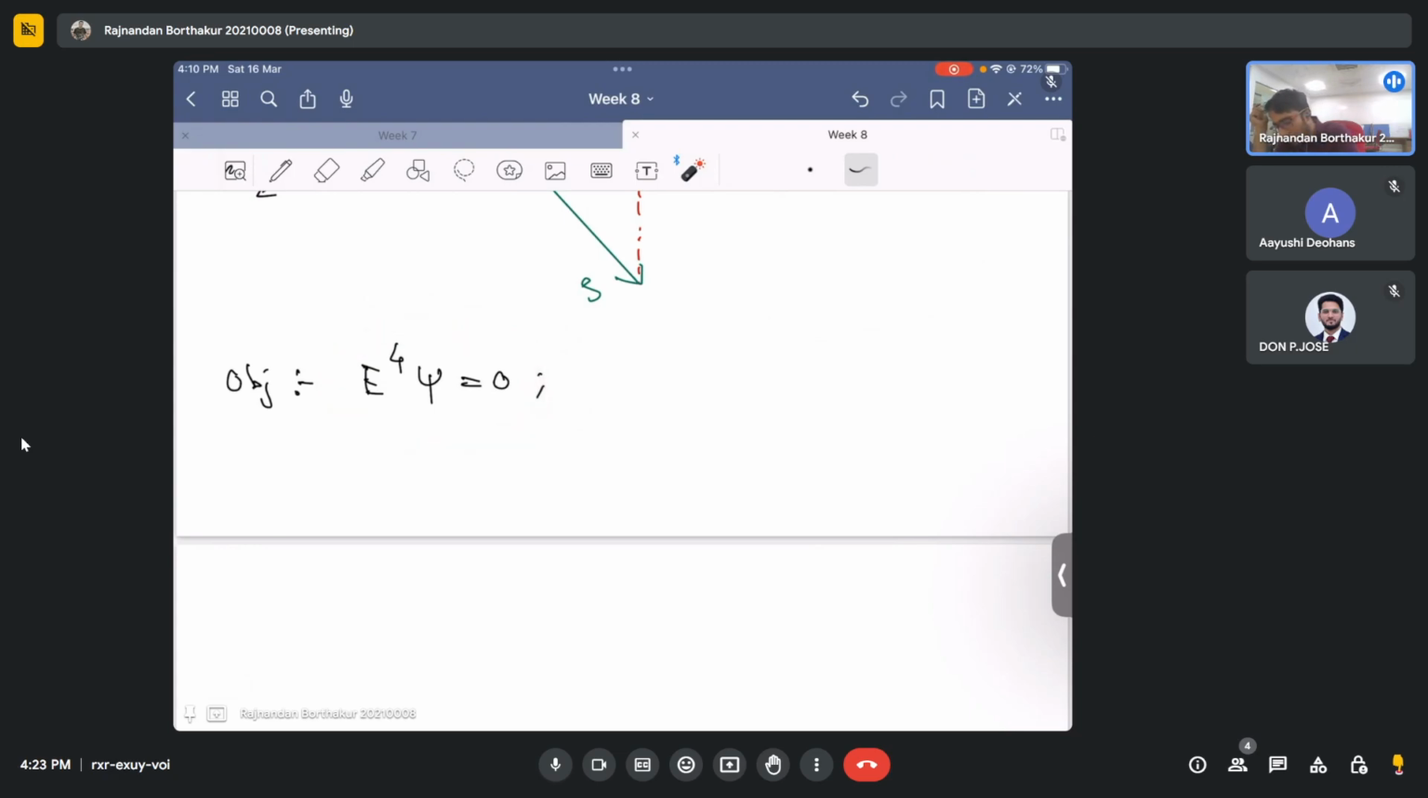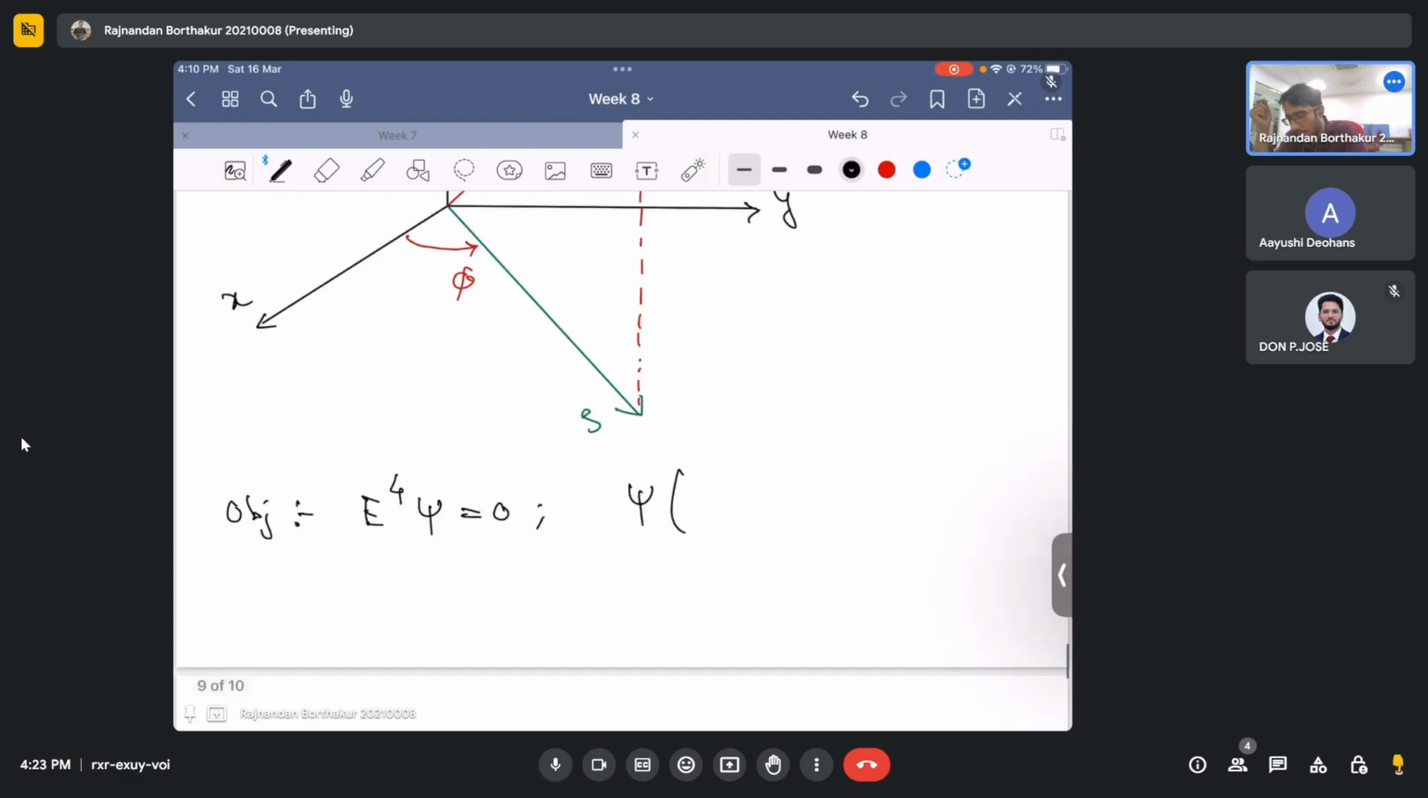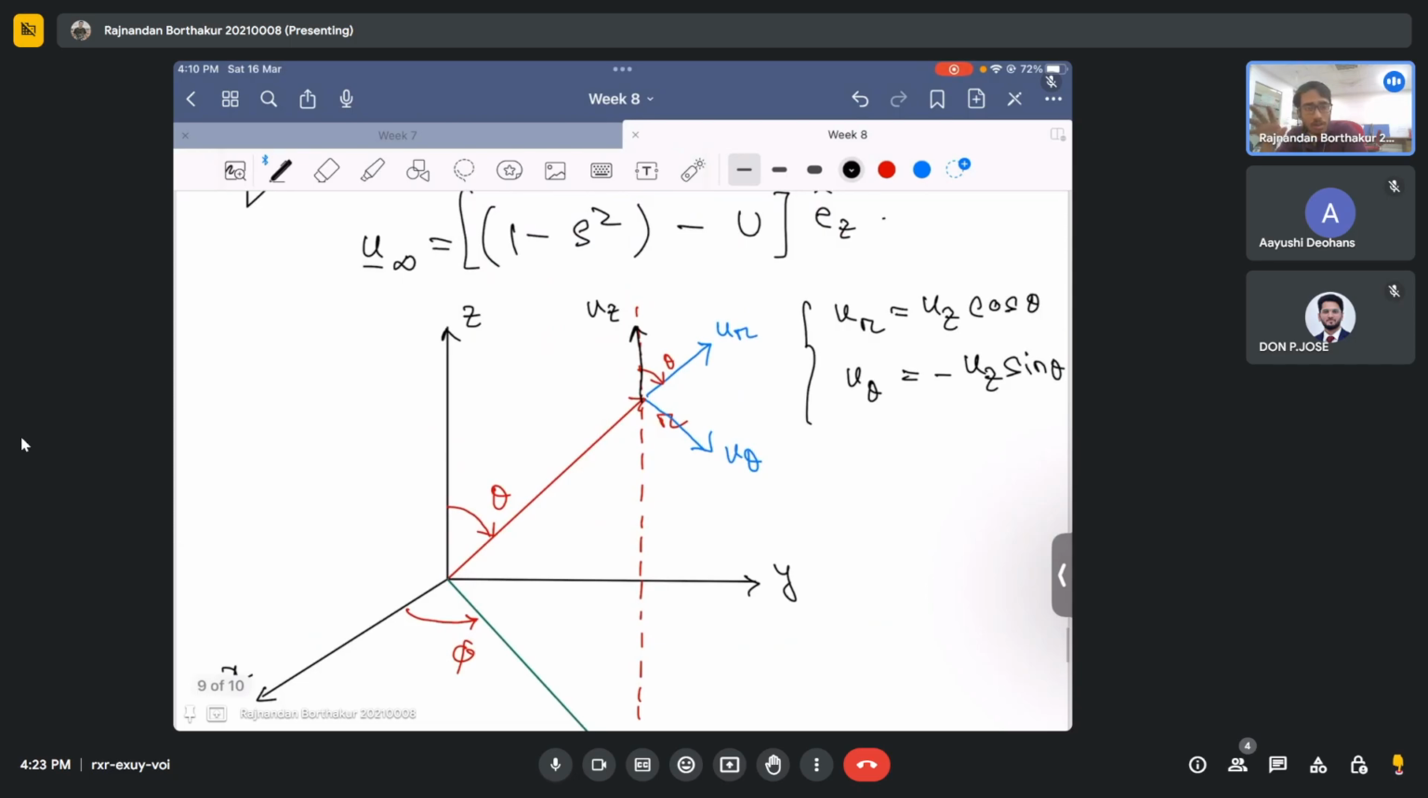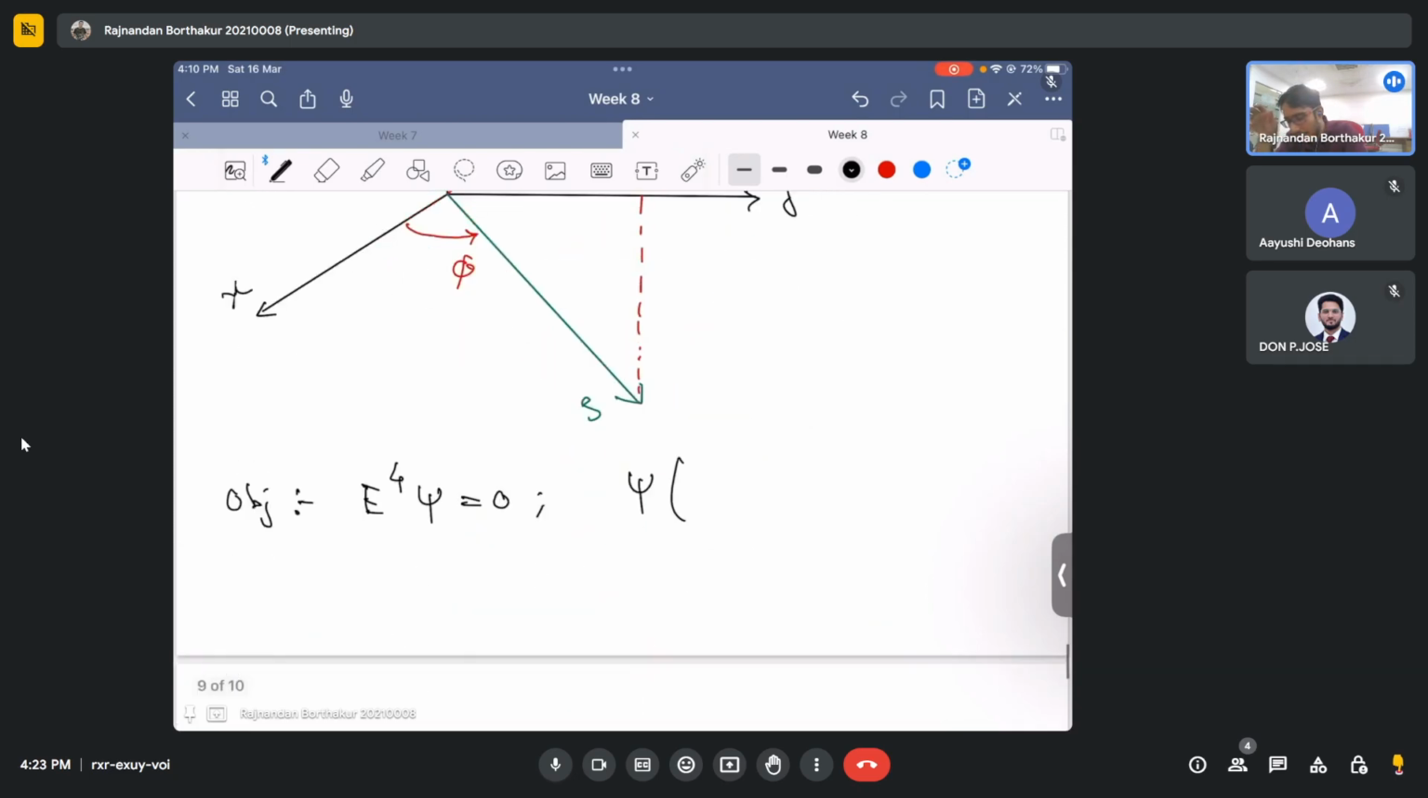But before that, can you tell me now what will psi be a function of? If this is a spherically axisymmetric problem, what will psi be a function of? Of course, now we are dealing with spherical systems. So what will psi now be a function of in spherical coordinate system? Yeah, go ahead. R comma theta. Yeah, exactly. So it will be a function of r comma theta.